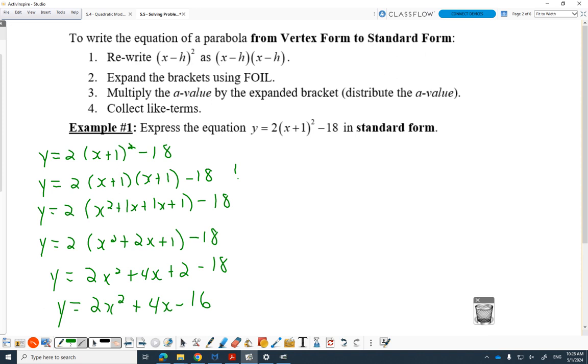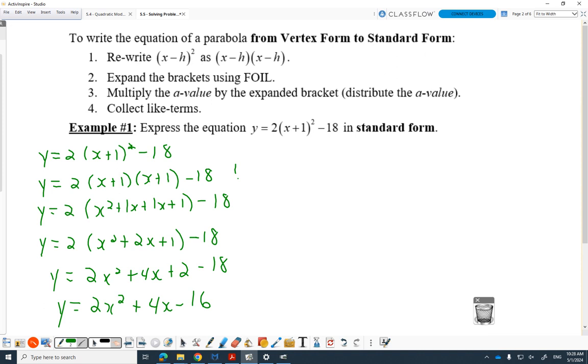Notice I FOILed first. I didn't multiply the 2 in. I think that's less error prone. I think you'll make fewer errors if you take care of the FOIL first and then multiply by the 2 at the end. You don't have to. I could have multiplied the 2 into the first bracket and then FOILed out with that, but then I've got those 2s all in there. I think it makes it a little more difficult than you have to.